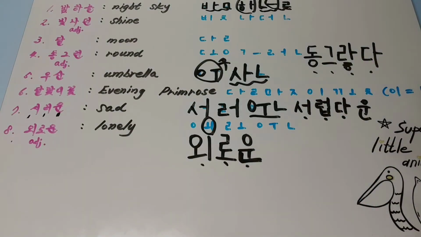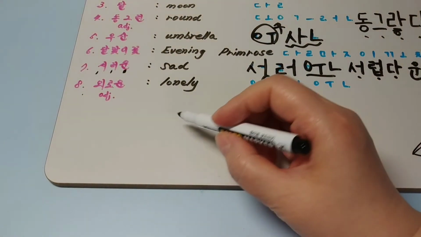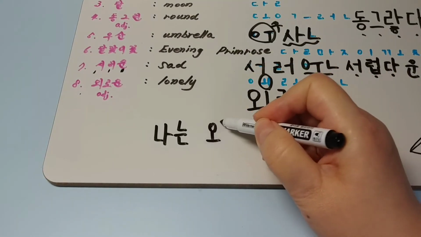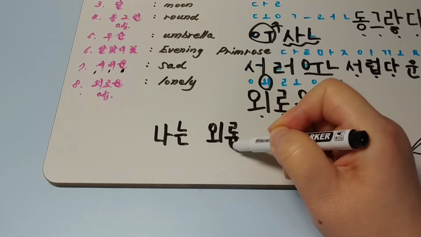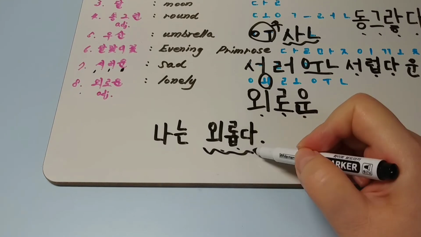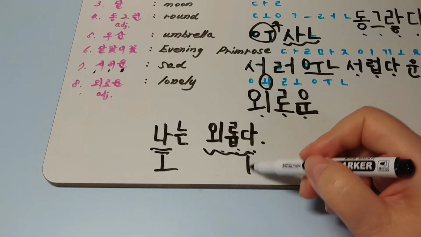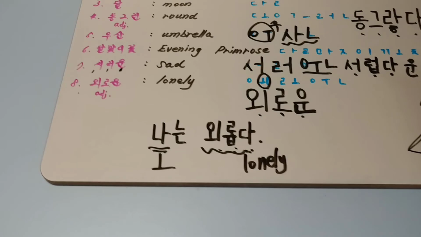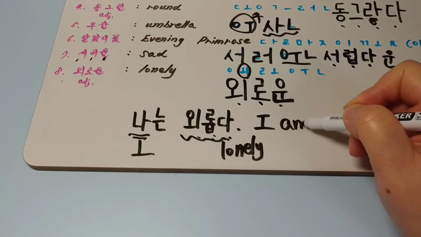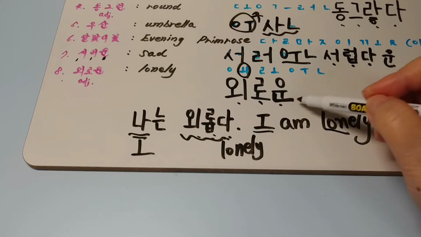Then let's make a sentence with the word 외로운. 나는 외롭다. This is the basic form, 외롭다. 나 means I. 외롭다 means lonely. So, you can make this sentence in English like this. I am lonely. 나는 외롭다.